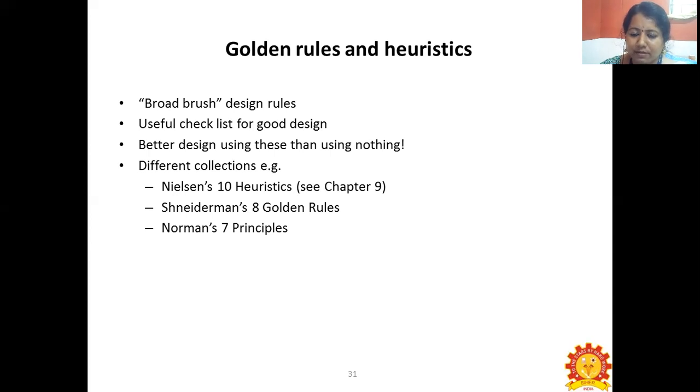For a better design, we are using these rather than using nothing. So there are different collections under the golden rules and heuristics. The first one is Nielsen's 10 heuristics, then Shneiderman's 8 golden rules. The last is Norman's 7 principles. Now we are going to see in detail about Norman's 7 principles and Shneiderman's 8 golden rules.